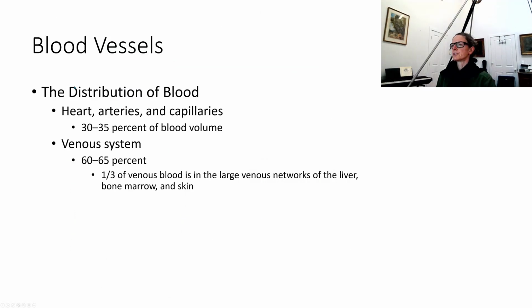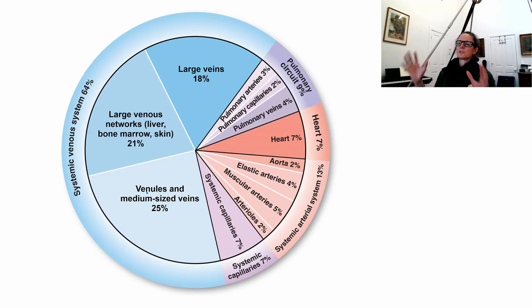Now let's look at the distribution of blood in the body. So we're going to have about 30 to 35% of blood within the heart, the arteries, and the capillaries, and the rest will be in the venous system. And about 1/3 of that is going to be in the liver, the bone marrow, and the skin. We'll also see that the spleen has a large reserve of blood as well. So here's just the overall general distribution, and we can see the systemic venous system here.